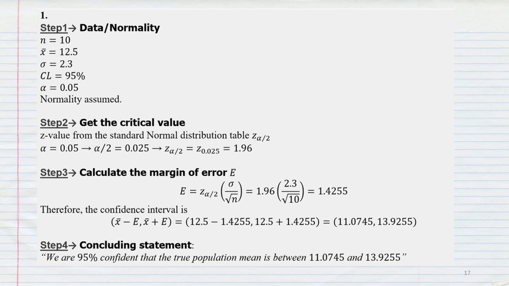Step 1. Extract the statistics like the sample mean and the sample's standard deviation, the confidence level, and check the normality. Step 2. Get the critical value using the z-table or by using Microsoft's Excel. Step 3. Calculate the margin of error. And finally, Step 4. Make a concluding statement.